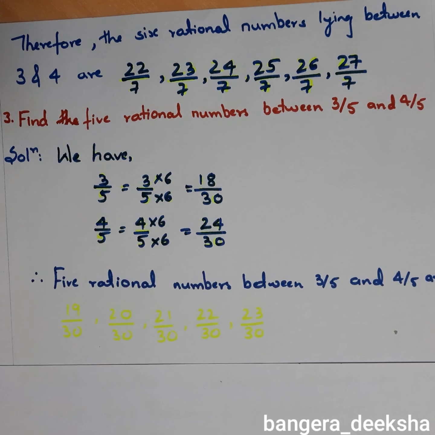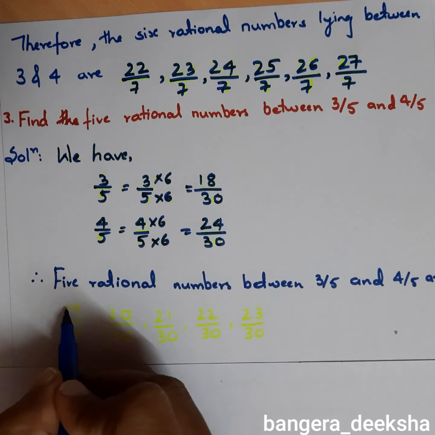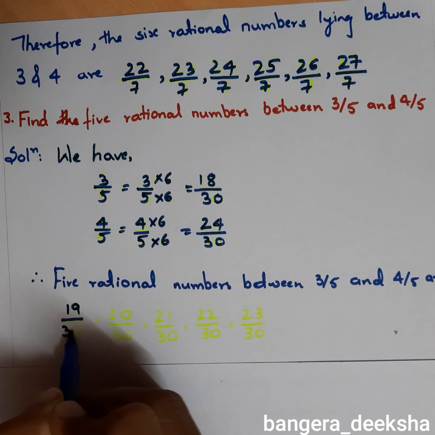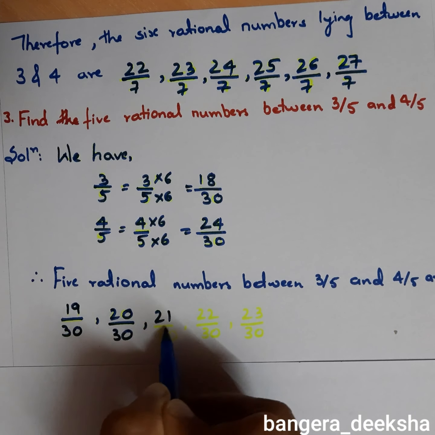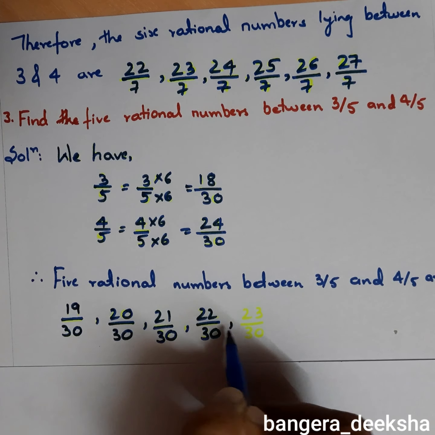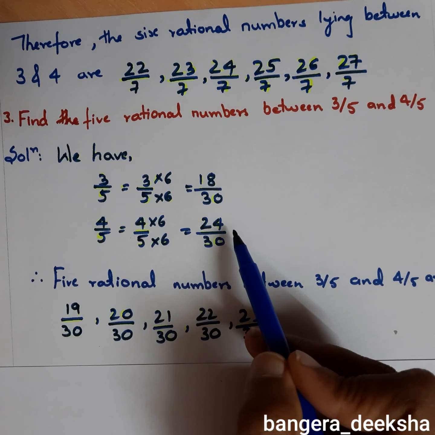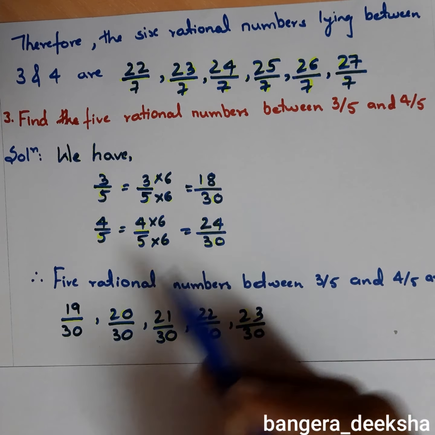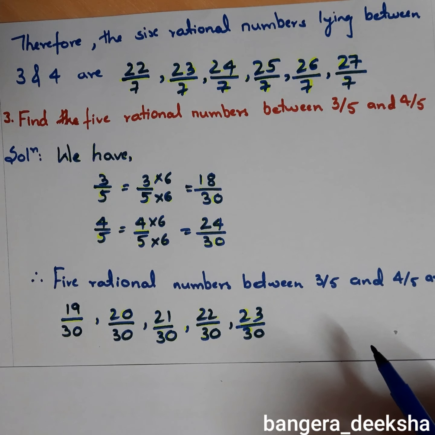Therefore the 5 rational numbers between 3 by 5 and 4 by 5 are: here you have 18, so the next number would be 19 divided by 30, 20 divided by 30, 21 divided by 30, 22 divided by 30, 23 divided by 30. So 18 by 30 and 24 by 30 are not included. The numbers between them are these. If you see, you are getting exactly 5 rational numbers. So we'll go to the next question.